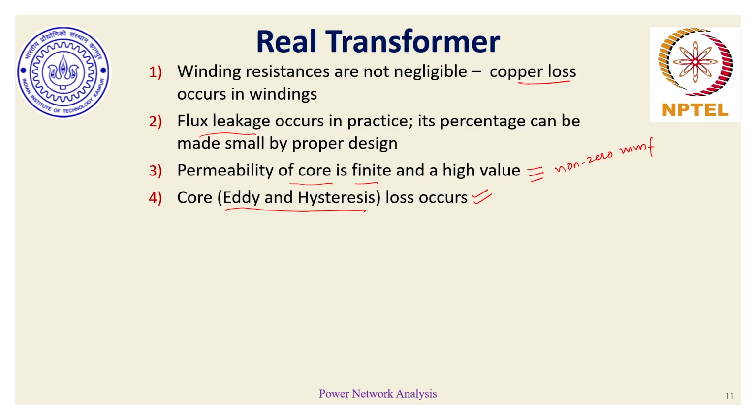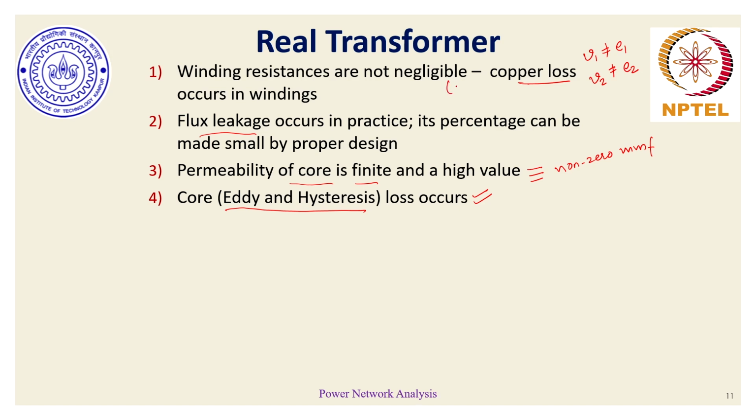So what are the implications of these attributes of a real transformer on the circuit of the ideal transformer? Let's look at that. If the winding resistances are not negligible, that means V1 and E1, which were earlier equal to each other, or V2 and E2, would definitely not be equal, because there would be a voltage drop across this non-zero winding resistance.